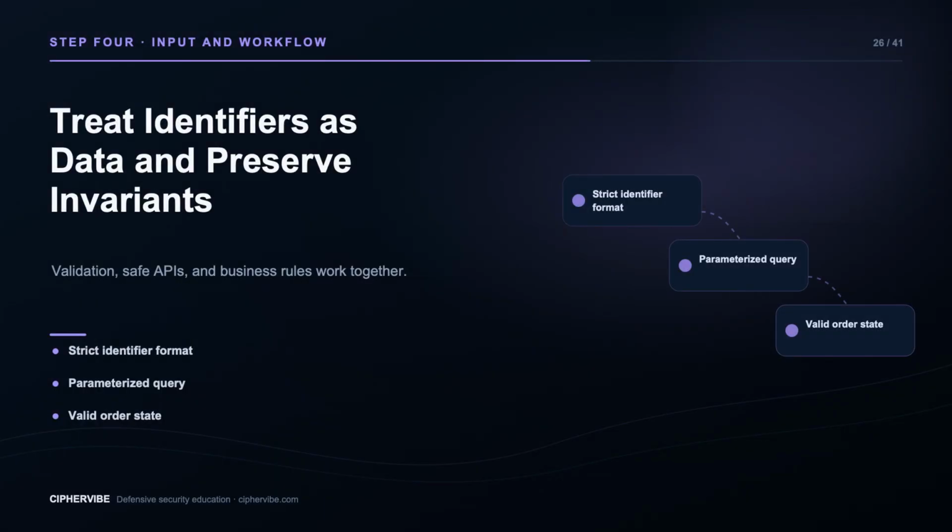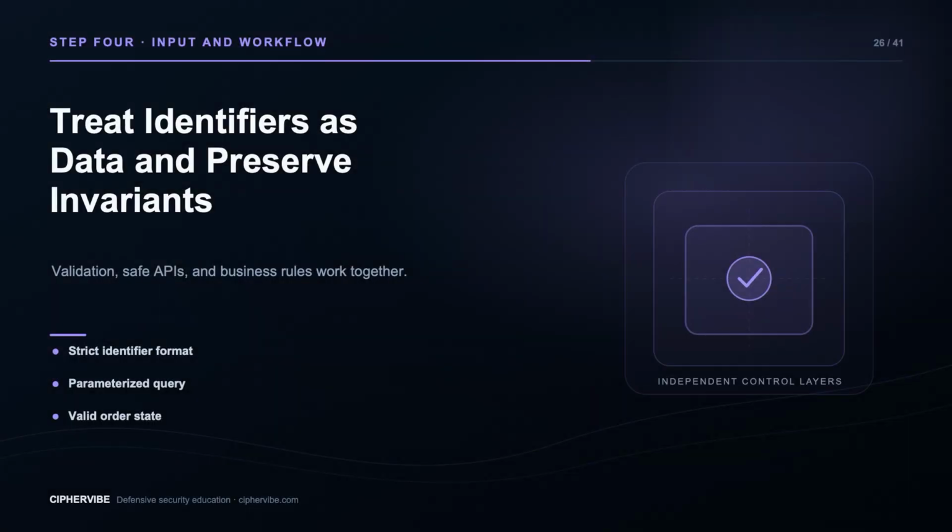Parse the order identifier using a strict expected format and pass it through a parameterized data access API. Then enforce workflow rules. Canceled records, refunds, support access, and tenant transfers may require different policy. Safe query construction does not replace authorization or business logic.